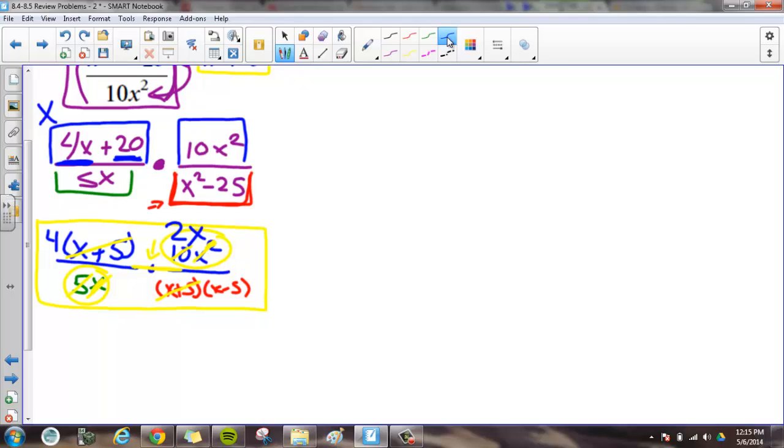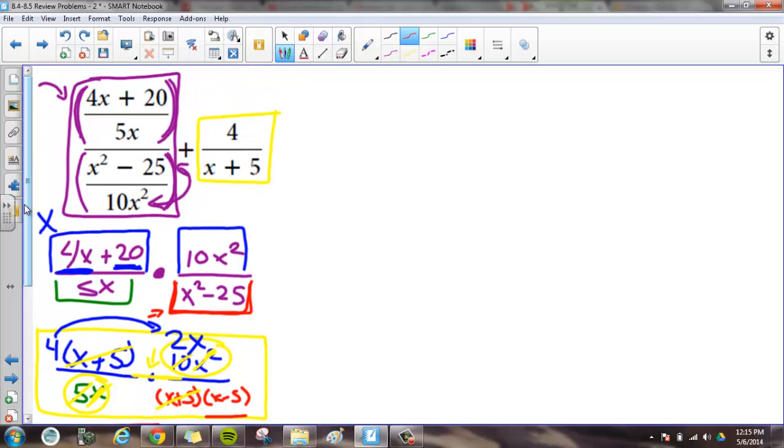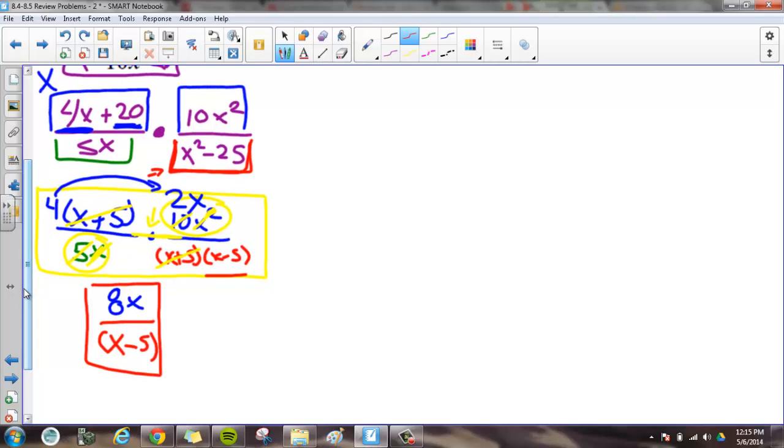What we have at the end is this 4 and this 2x. That gets us 8x on top. And on the bottom, we just have this x minus 5. So that's our bottom, x minus 5. Okay, now we got our solution to that purple area. This is our solution to this right here. So what we're going to do is rewrite this whole thing again. We're going to take this and bring it up here.